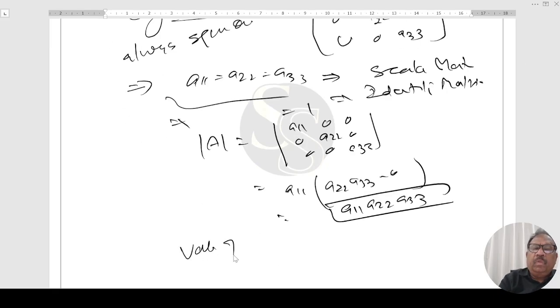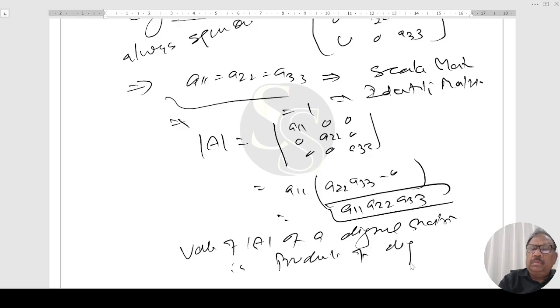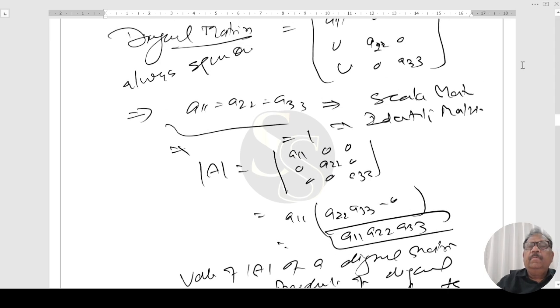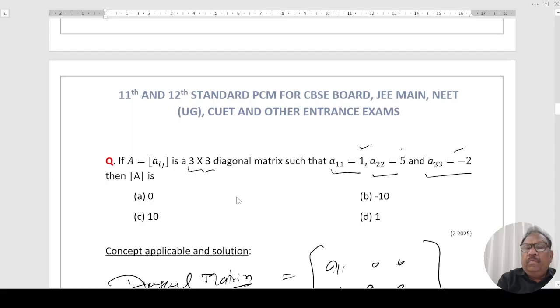The value of the determinant of a diagonal matrix is the product of the diagonal elements. So let's see: 1 into 5 into minus 2, that is minus 10. B is the correct answer. I have given you the complete reasoning and justification. Right? Next question.